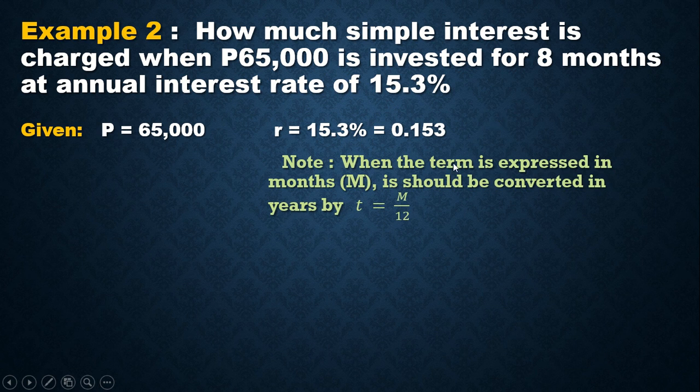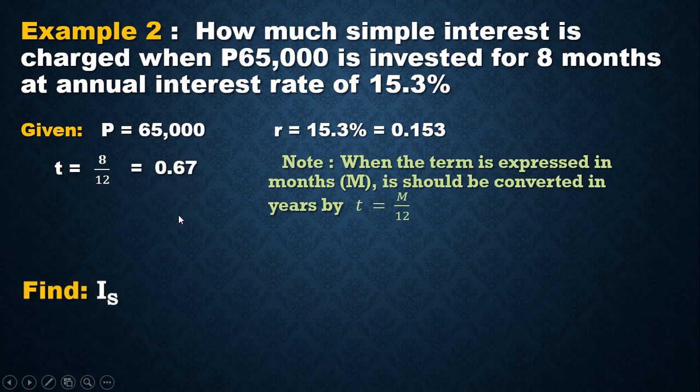Ngayon, kukunin naman natin ang term or time. Note, when the term or time is expressed in months, M, big letter M, it should be converted in years by term or time is equal to the months divided by 12. Kung titingnan po natin sa problem natin, 8 months po yung term natin. Hindi po siya umabot ng a year or years. So, ibig sabihin, kapag months lang po ang given na term, i-divide po natin siya sa 12. Always. So, ang term natin is equal to 8 divided by 12, and that is 0.67.